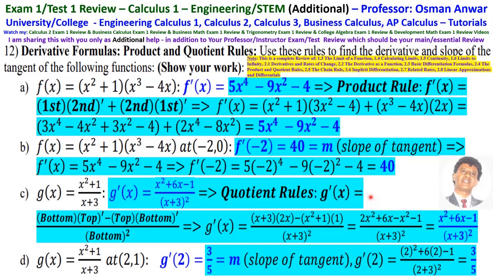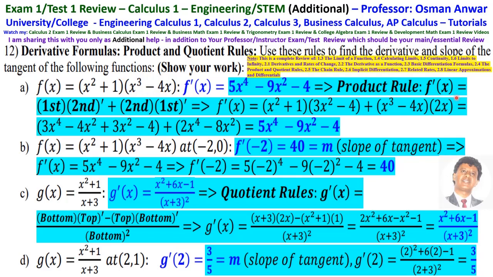Number 12 is derivative formula. We're going to do product and quotient rule. So A is f of x equals x squared plus 1 times x cubed minus 4x. So this is the first function times the second function.